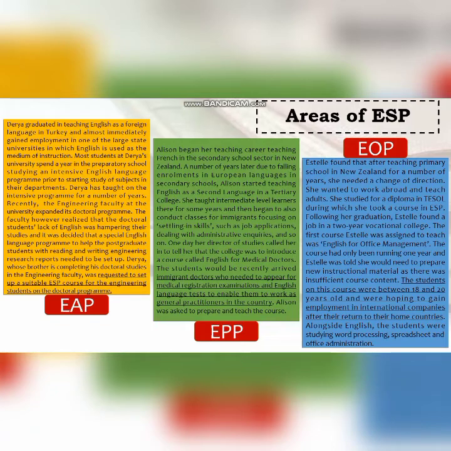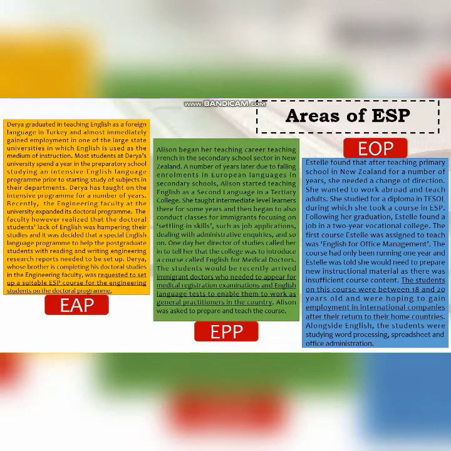In order to make you easier to understand about the areas of ESP, here there are 3 scenarios related to the areas of ESP. The example of English for academic purposes or EAP, English for professional purposes or EPP, and the last one is English for occupational purposes or EOP. Okay, let's see them one by one. The first one is the example of English as academic purposes.